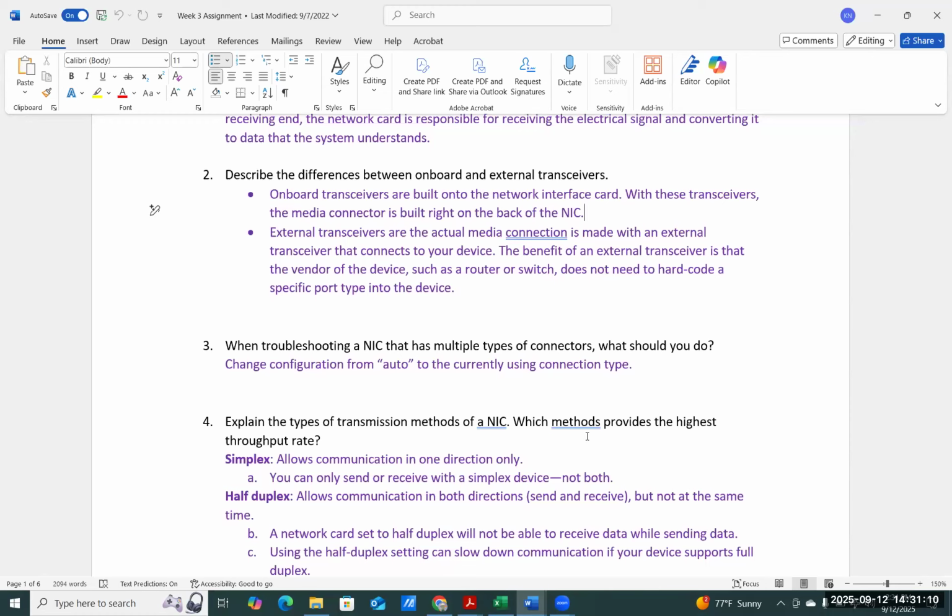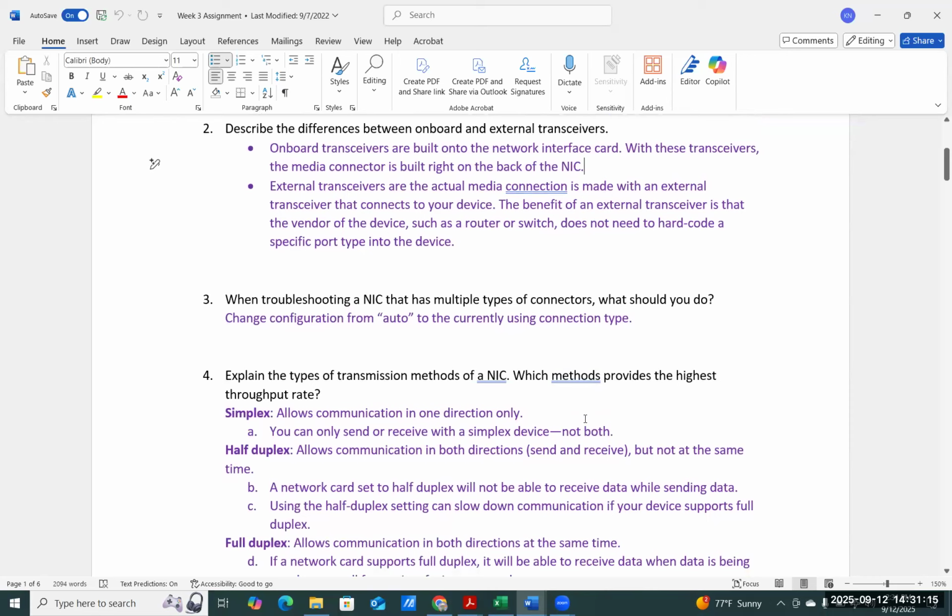So simplex. This allows communication to be one direction only. That means that some systems can only send. When you turn on your car radio today, you know that it is only receiving. So it allows the communication to be one direction. And some systems would only receive. It cannot go both ways. So that is considered to be a simplex system.